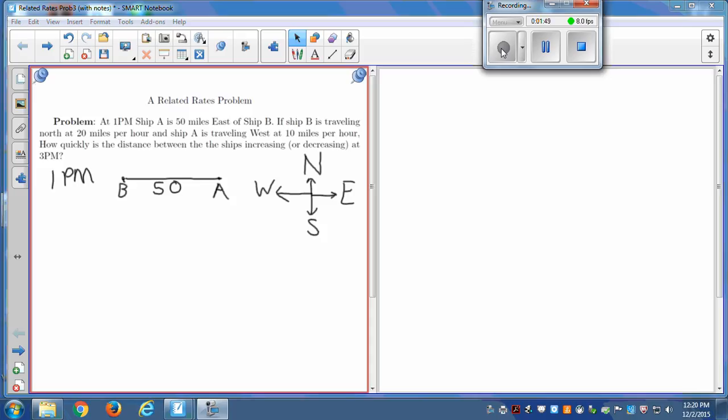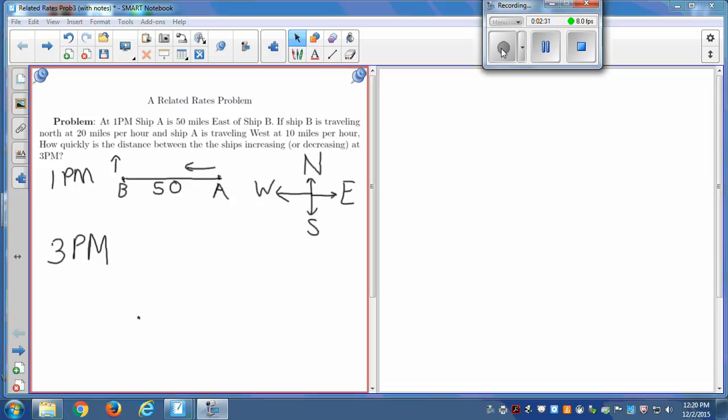Now let's see what happens. So we're interested in what happens at 3 p.m. Now remember, ship B is going to be going north or upward, and ship A is going west or to the left. So at 3 p.m., which is the time we're interested in, or actually want to know what the situation is for times close to 3 p.m. So when we're close to 3 p.m., our picture is going to look something like this.